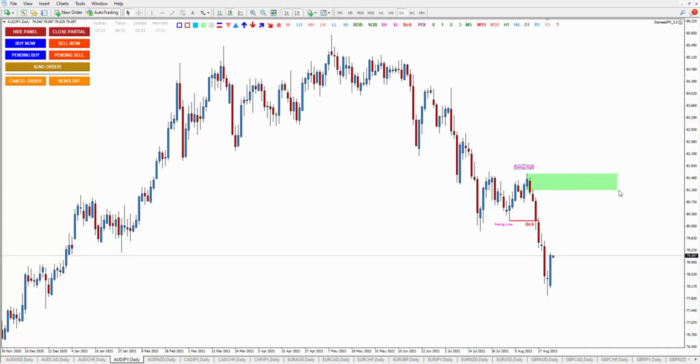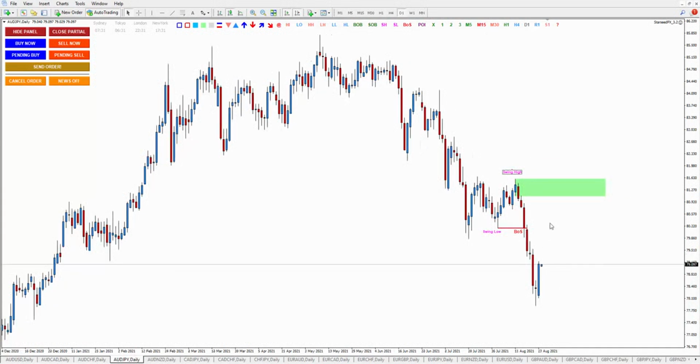Now take a look again. There is a lot of space around here where you can take advantage. It looks like right now on Aussie mostly will be a counter trend, but it still can give you a nice risk reward if you trade it on a lower time frame.